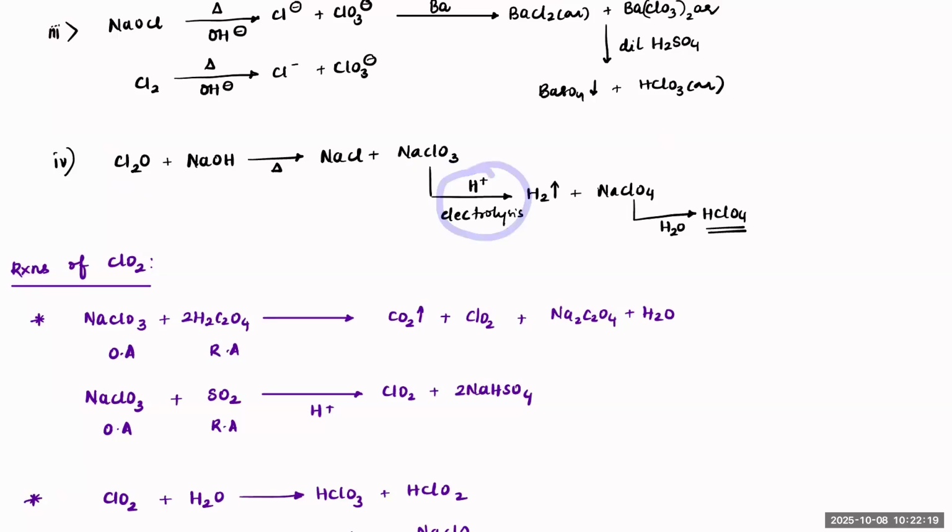On hydrolysis, only ClO3 minus on hydrolysis will convert into ClO4 minus. Basically, it will get further oxidized and H plus will get reduced. And that's how you'll get HClO4. Got it?